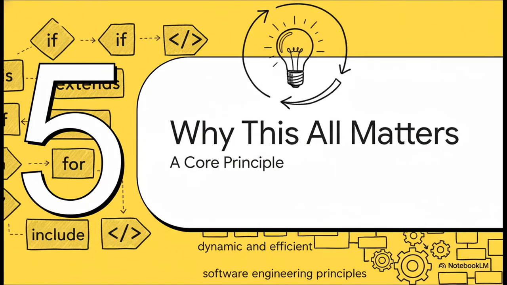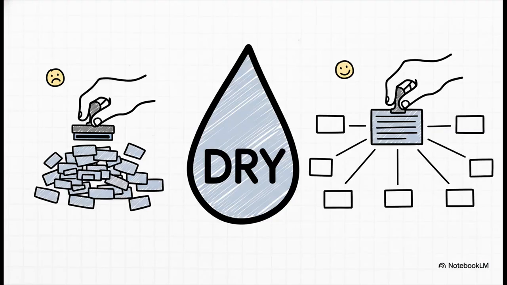So we've looked at a bunch of different tags: if, for, extends, include. But why is this so important? Well, it all comes back to one of the most fundamental principles in all of software engineering. It all boils down to this one core idea. Don't repeat yourself, or DRY.